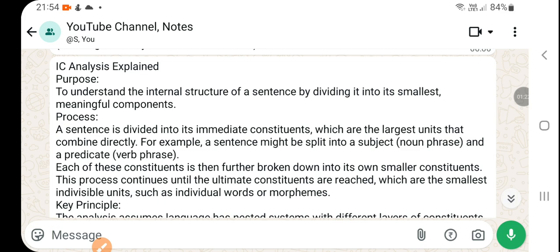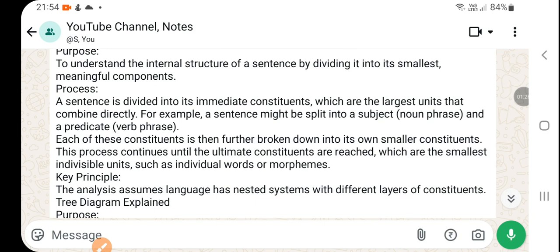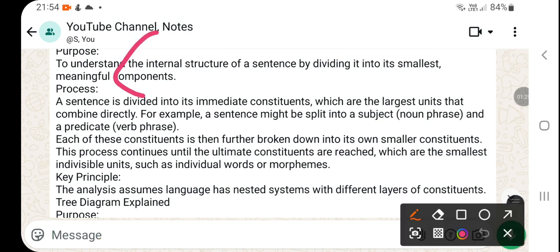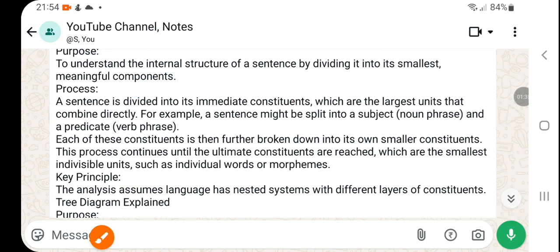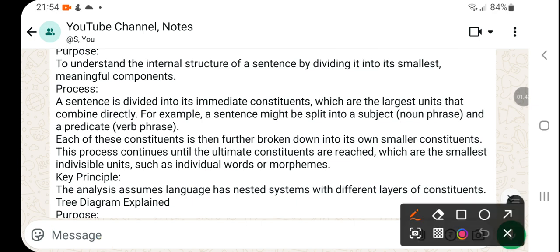IC analysis explained: the purpose is to understand the internal structure of a sentence. Why IC analysis? Because here we discuss the internal structure of a sentence by dividing it into its smallest meaningful components, right? So when we divide it, we get the smallest meaningful components, right?